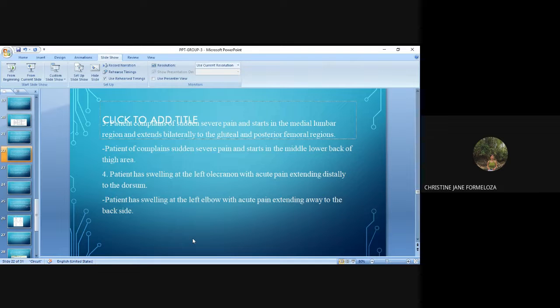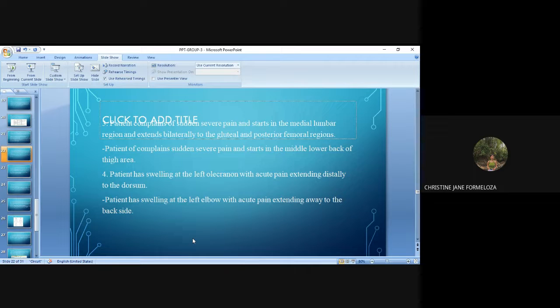Okay. Number 3, patient complains of sudden severe pain that starts in the medial lumbar region and extends bilaterally to the gluteal and posterior femoral region. When we say femoral region means the thigh area. So our answer, patient complains of sudden severe pain that starts in the middle lower back and extends to the thigh area.